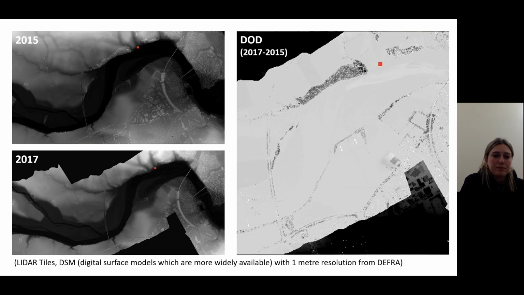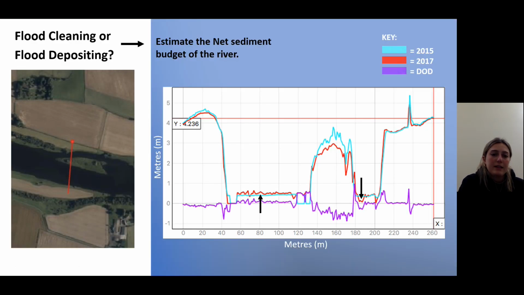And this graph here on the right shows a cross-section of the river, and the purple line shows how the elevation has changed, identifying areas of erosion and deposition, which can show if the flood conditions were cleaning or depositing, which basically says if there was more erosion or deposition occurring or neither.